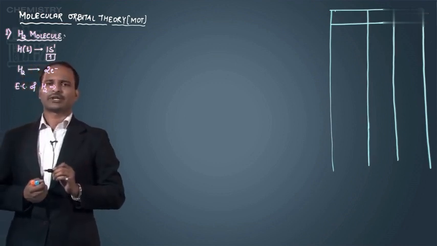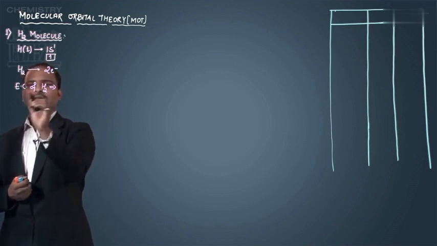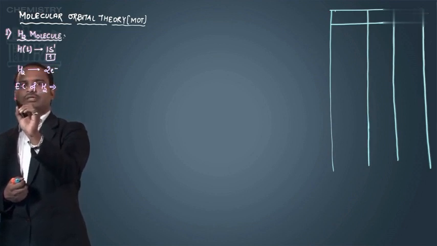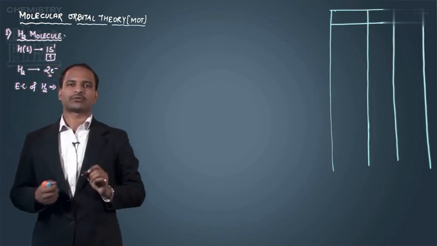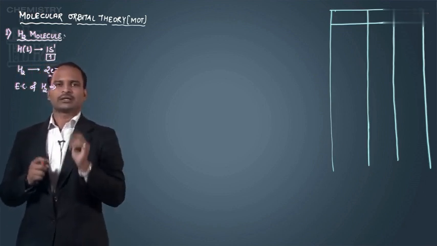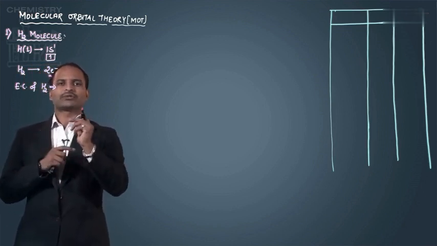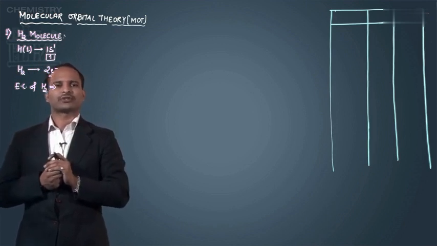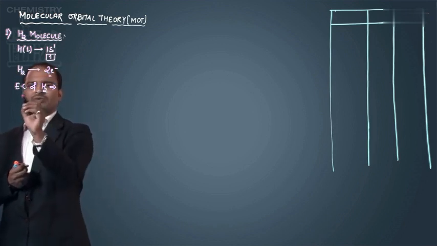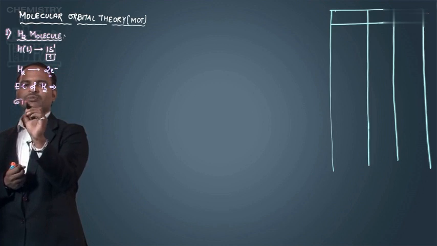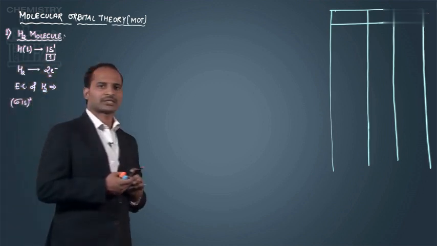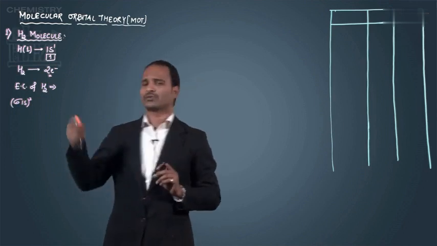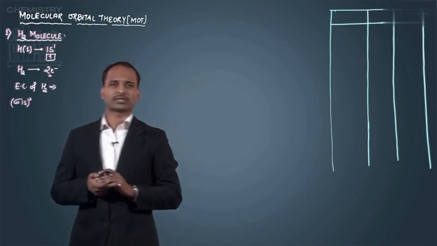So what is the electronic configuration of the H2 molecule? There are only 2 electrons, so both electrons will move to the first orbital, and the first orbital is sigma 1s. So the electronic configuration for H2 is sigma 1s with 2 electrons. Every molecular orbital has a capacity of 2 electrons, so both the electrons will be occupied in sigma 1s.